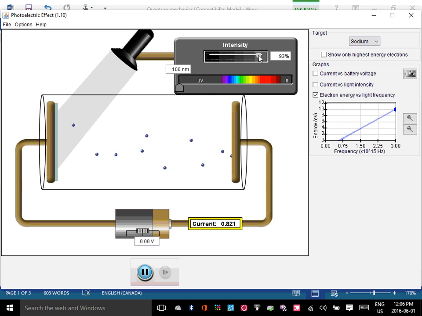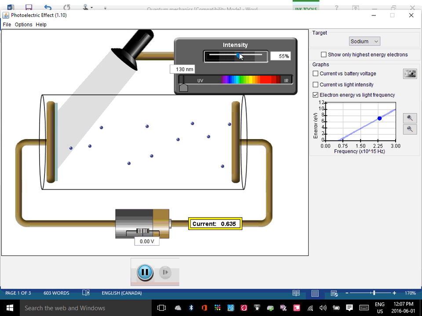And if we decrease the intensity, you'll notice something. Take a look at the energy of the electrons. Look how they're streaming. The energy of the electron is not affected by the intensity of the light. What is affected is the number of electrons coming out, the current, that's the number of electrons coming out, but the energy of each electron is constant, regardless of the intensity.